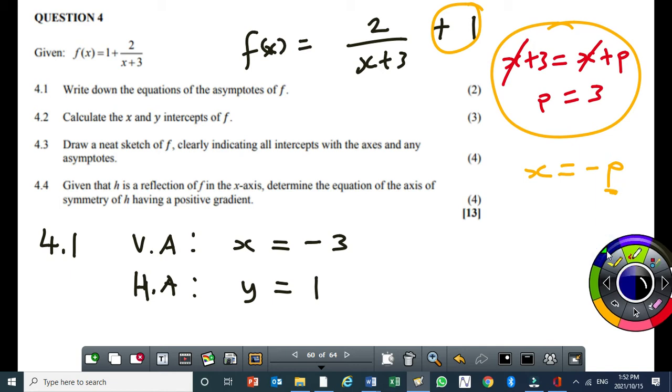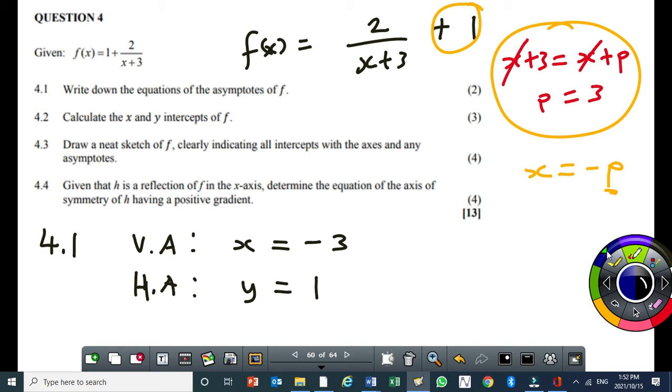So that's 4.1. This is a very common question up to matric. Writing down the equations of the asymptotes of a hyperbola, it's a very important concept. Yes? If p is negative, then it means the equation becomes x equal to positive 3.